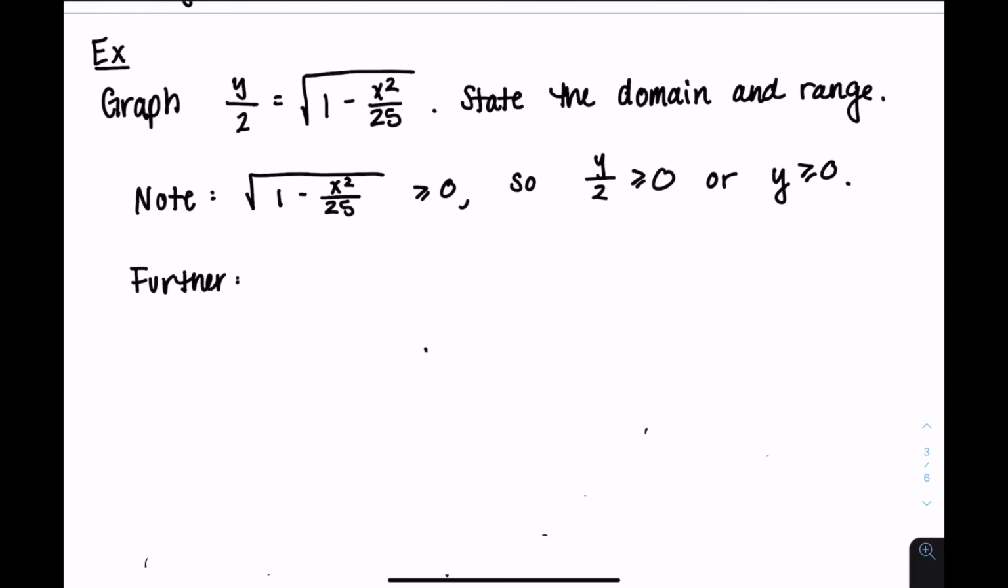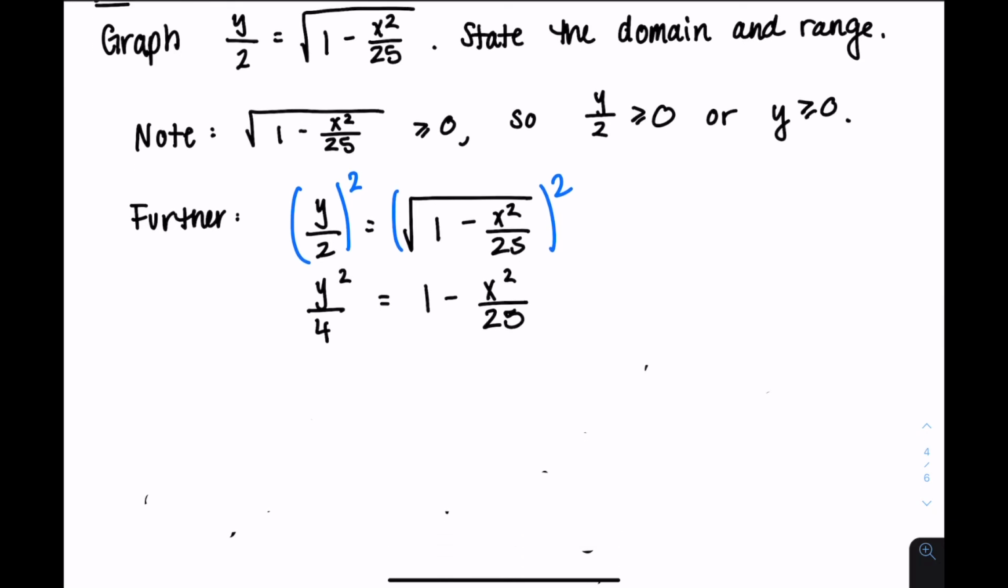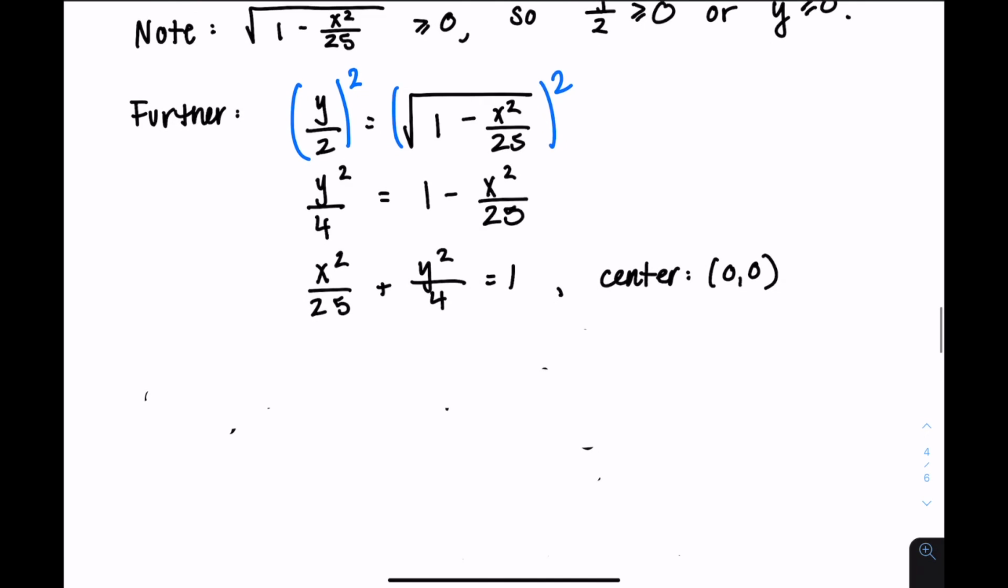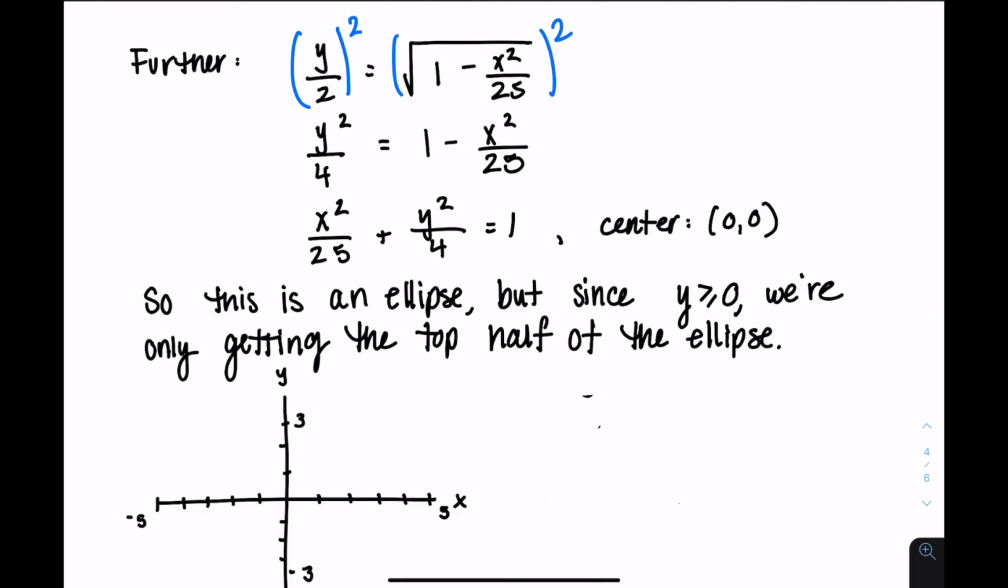To actually see that this is the equation of an ellipse, we're going to go ahead and square both sides. So if you take y over 2 squared, you get y squared over 4. On the right-hand side, the square and square root cancel. Now, if you go ahead and add this piece to the left-hand side, we're going to see this is an equation of an ellipse. And the center of that ellipse is going to be at 0, 0. So it's really an ellipse, but since I only care about y being non-negative, we only get the top half of it instead.